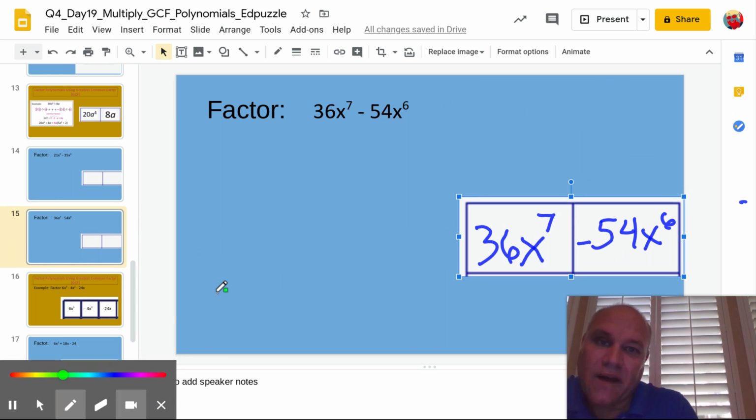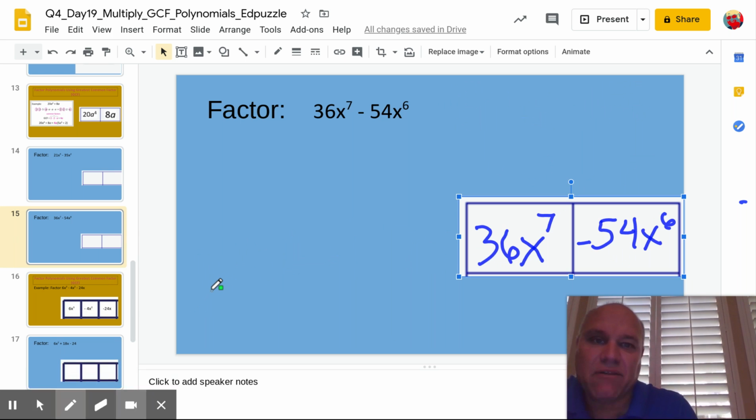I want you to factor 36x to the 7th power minus 54x to the 6th. I set up the generic rectangle. I want you to do it on your paper and then write down what is the final answer in factored form for this.